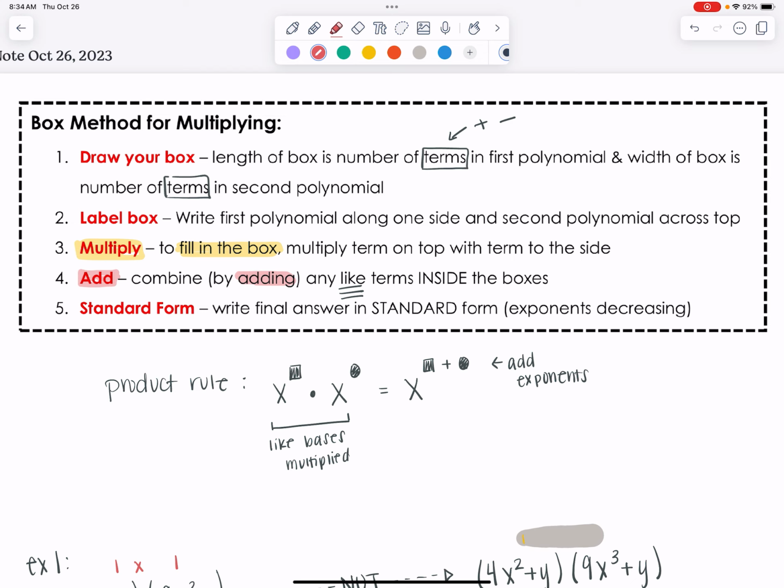Step 5 is just kind of a check. Make sure that you're in the correct form, but really steps 1 through 4 are the actual box method. And I have on here the product rule just to remind you from the previous sections. Product rule said that if you have two bases being multiplied, I can add the exponents. We're going to use that a lot in this section.